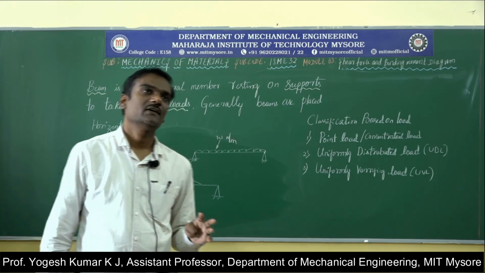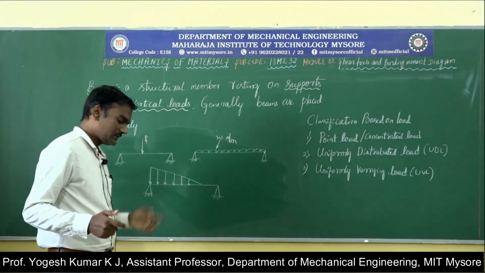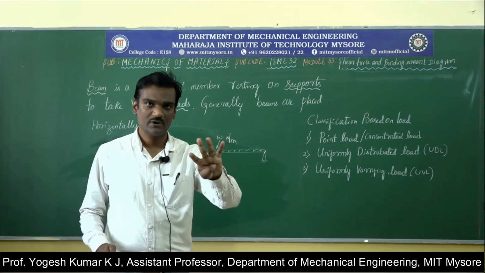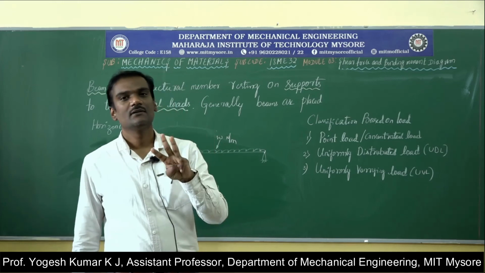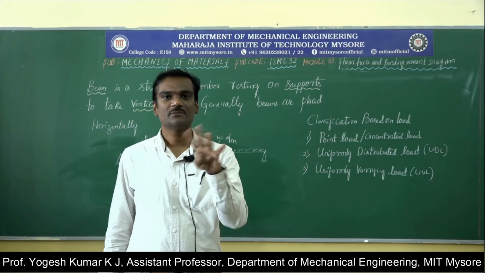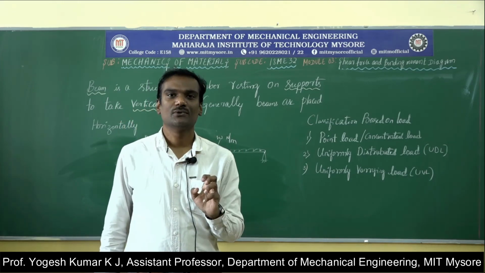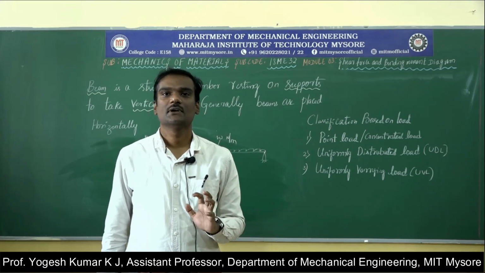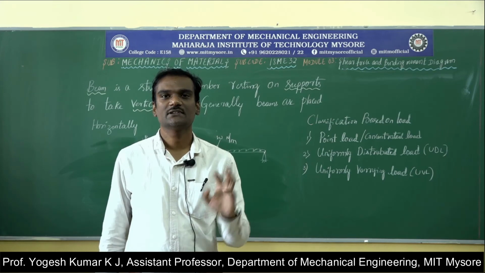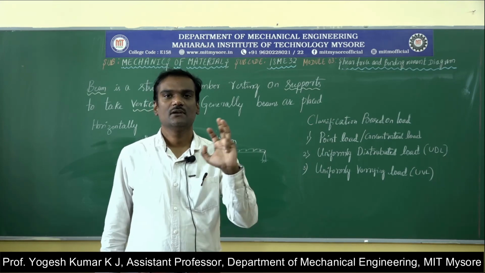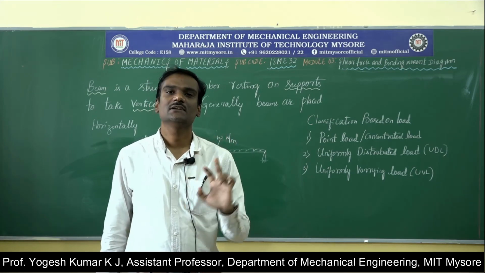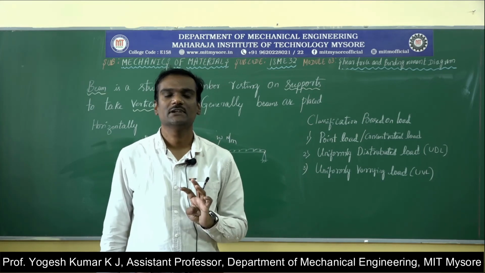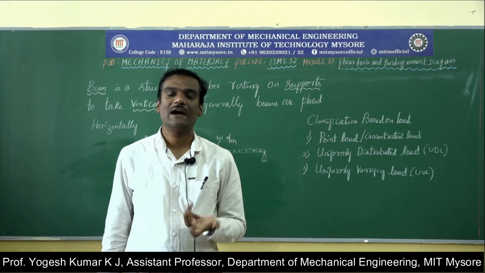So if you see the number of cases that we will be seeing, we have 4 types of beams and each beam is subjected to 3 types of loads. So almost around 16 cases we have: cantilever with all the 3, simply supported with all the 3, overhanging with all the 3, fixed with all the 3.